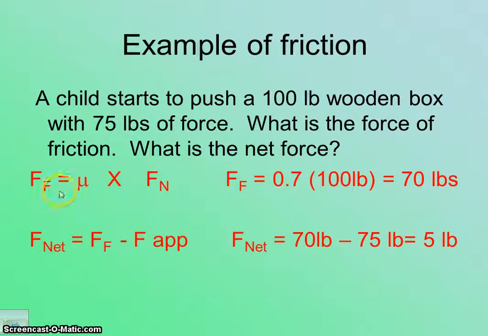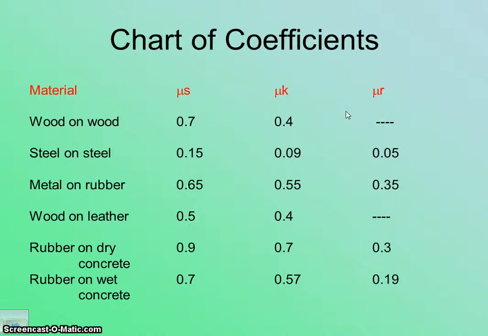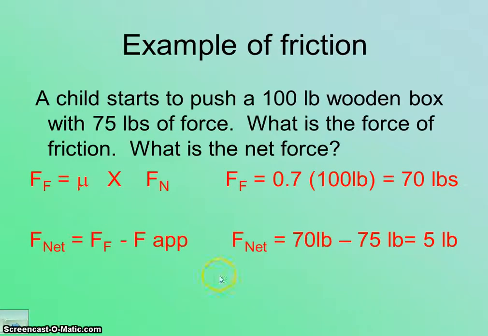We're going to be using this equation right here. So if we look up a wooden box, we have wood on wood. A wooden box on a wooden surface, that's where that's coming from. And it's static, so that was 0.7. Multiply that by 100 pounds, and that gives you 70 pounds. So you have a resistance of 70 pounds you have to overcome.